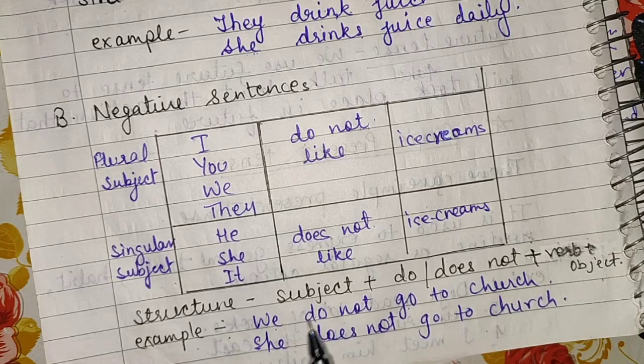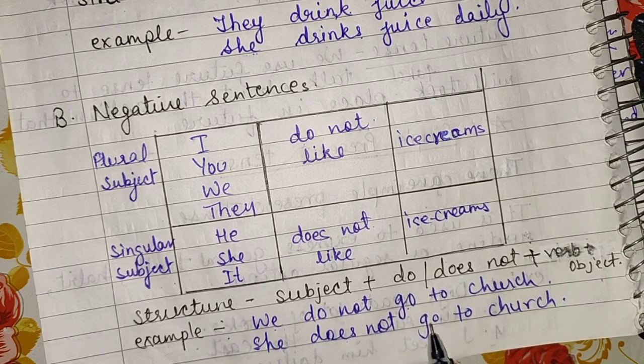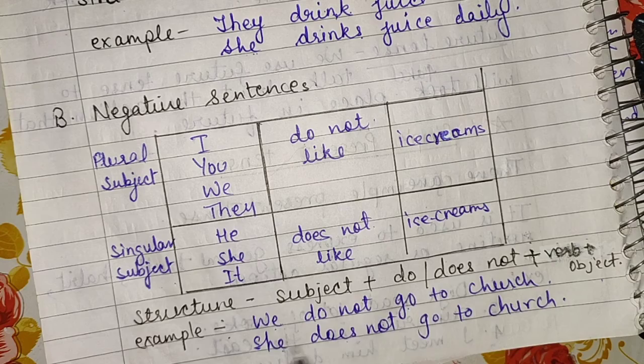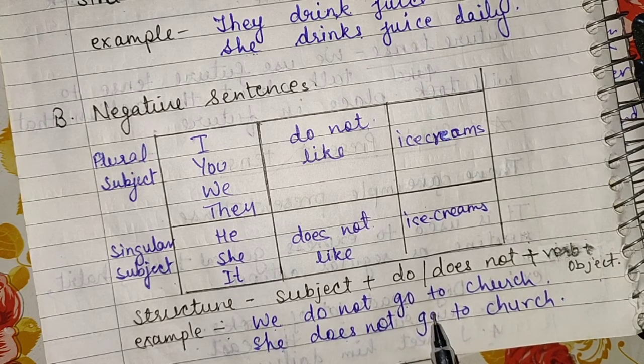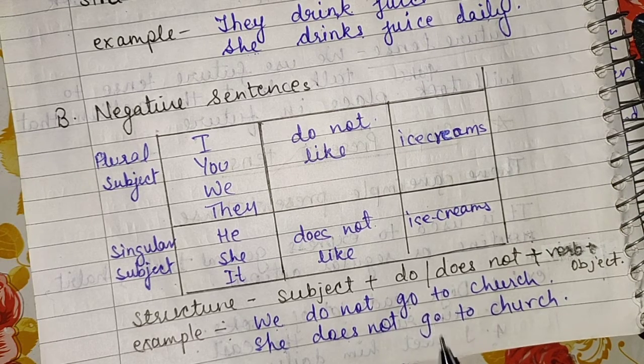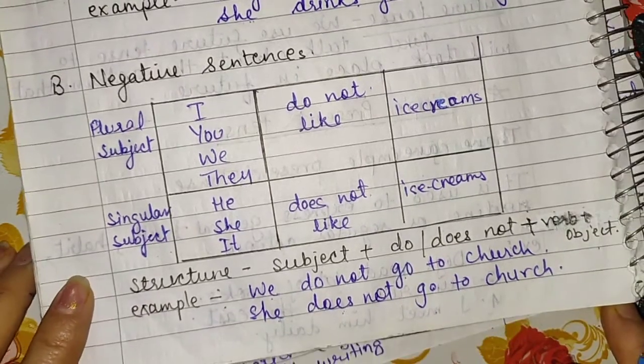Like here, we do not go to church. She does not go to church. Do not and does not. Do not with plural subject, does not with singular subject. And the verb which we will use will be just the base verb, without s, because we are using do and does here. Is that clear?